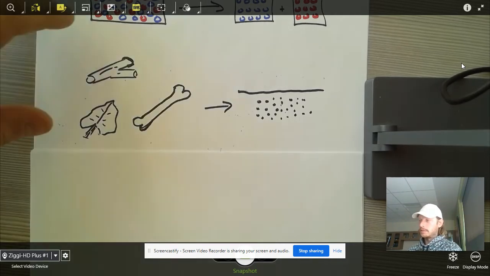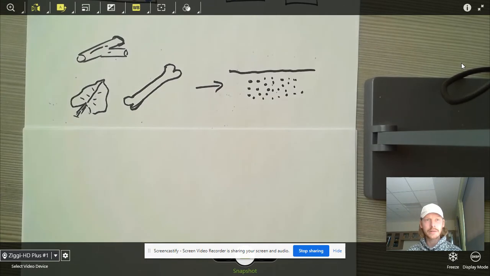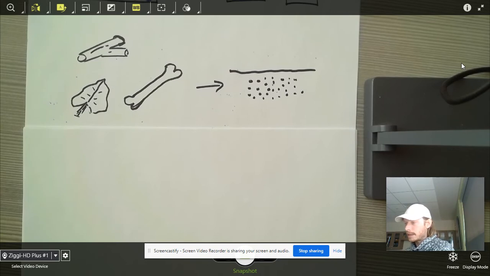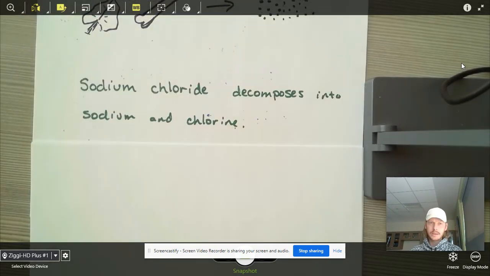So what does that mean for us in chemistry? What is a decomposition reaction? What that means is that something's going to start together and it's going to decompose back into its parts. And so you get a question that looks something like this: sodium chloride decomposes into sodium and chlorine. So it starts with sodium chloride, then decomposes back into its parts, sodium and chlorine.